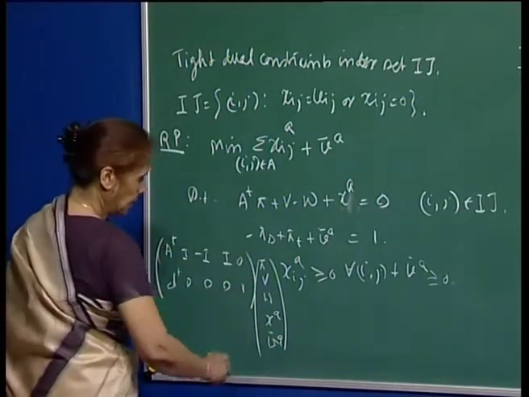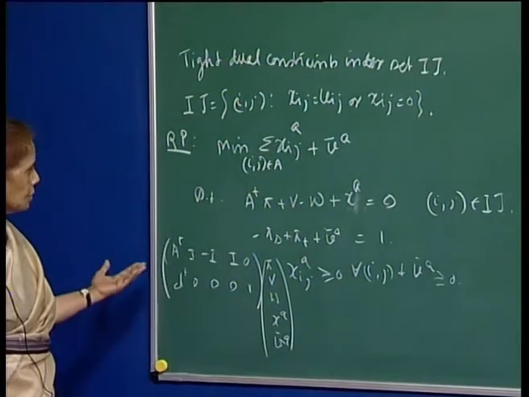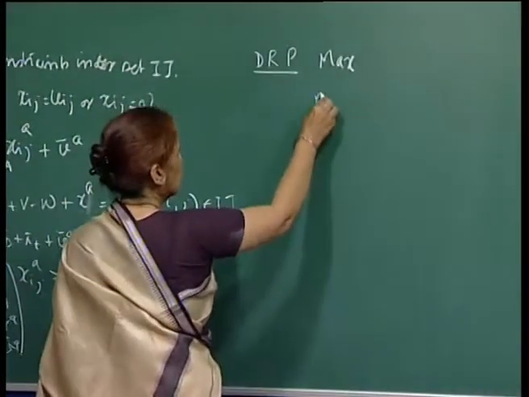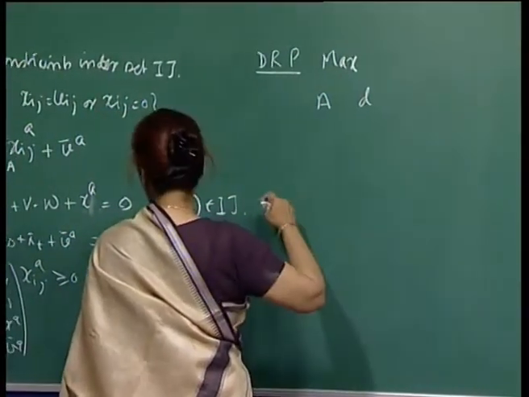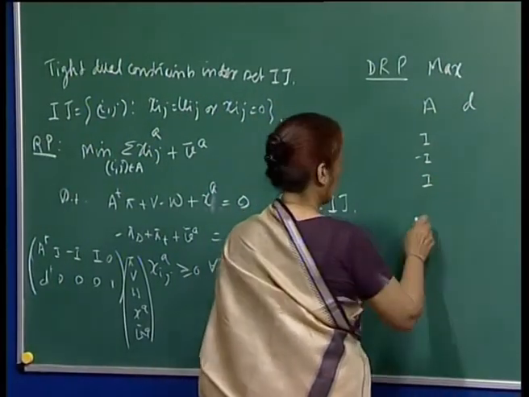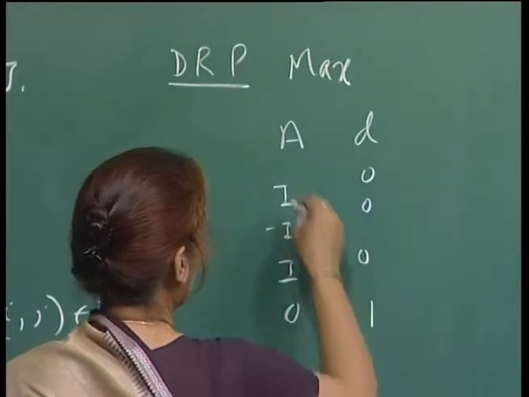So, 3 and 2, 5. So, that many you should have, fine. And now you want to write the dual. So, therefore, what will happen? This will become A, D, then this will be I minus I, 0, and this will be 0, 0, 0, 1, right.